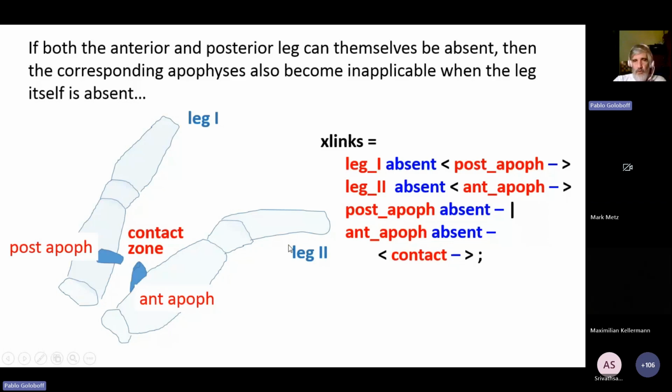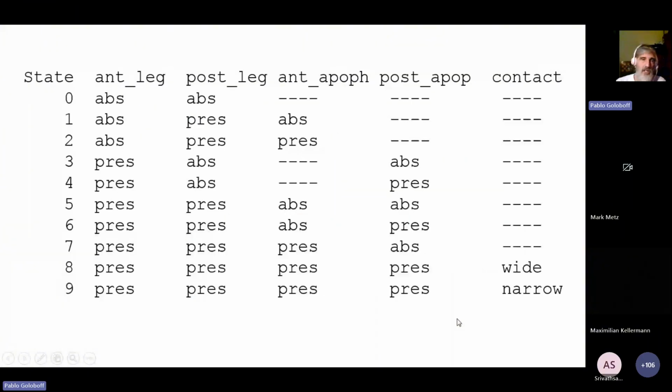And then you also say that when the posterior apophysis is absent or inapplicable, or the anterior apophysis is absent or inapplicable, then the contact zone is inapplicable. With this, TNT creates all legitimate character state combinations and calculates the transformation costs. So that's easy to handle.